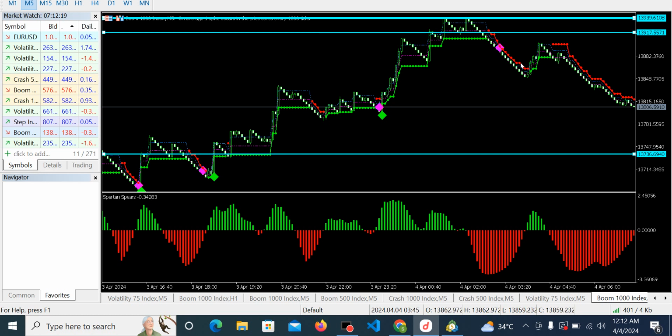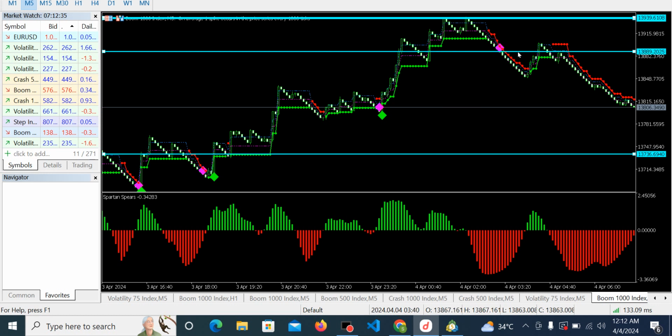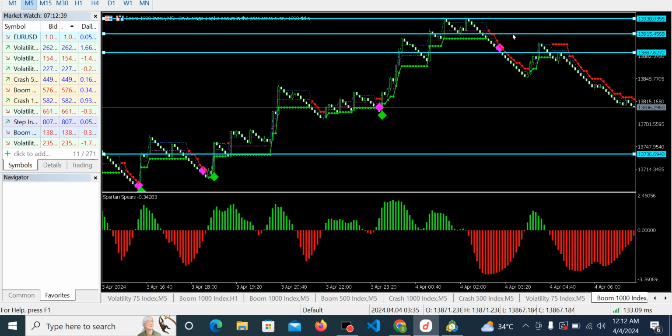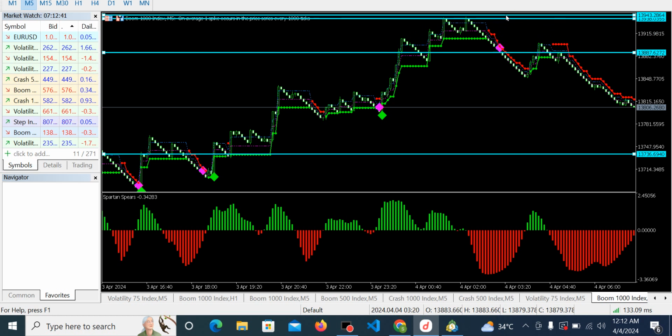We got a red dotted line around here, which means that the market is about to go on a downtrend, and we got the magenta colored shape here, which means that it's a sell signal. So if we decide to come in around here for a sell, let's say we place an order for a sell around here, we can put our stop loss at the top here. So this is very, very important.